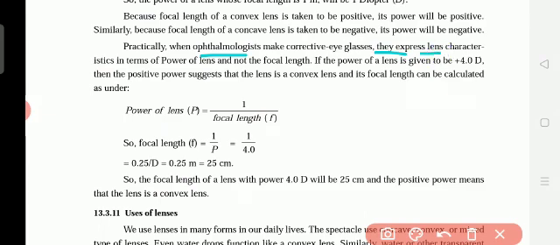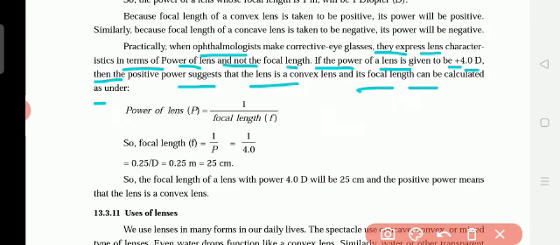They express lens characters in terms of power of lens. According to the power of our eyes, they prepare the spectacles, whether it is a concave lens or convex lens, and not the focal length. So they see only the power of lens, not the focal length. If the power of lens is given by plus 4.0 diopter, then the positive power suggests that the lens is a convex lens and its focal length can be calculated as under.